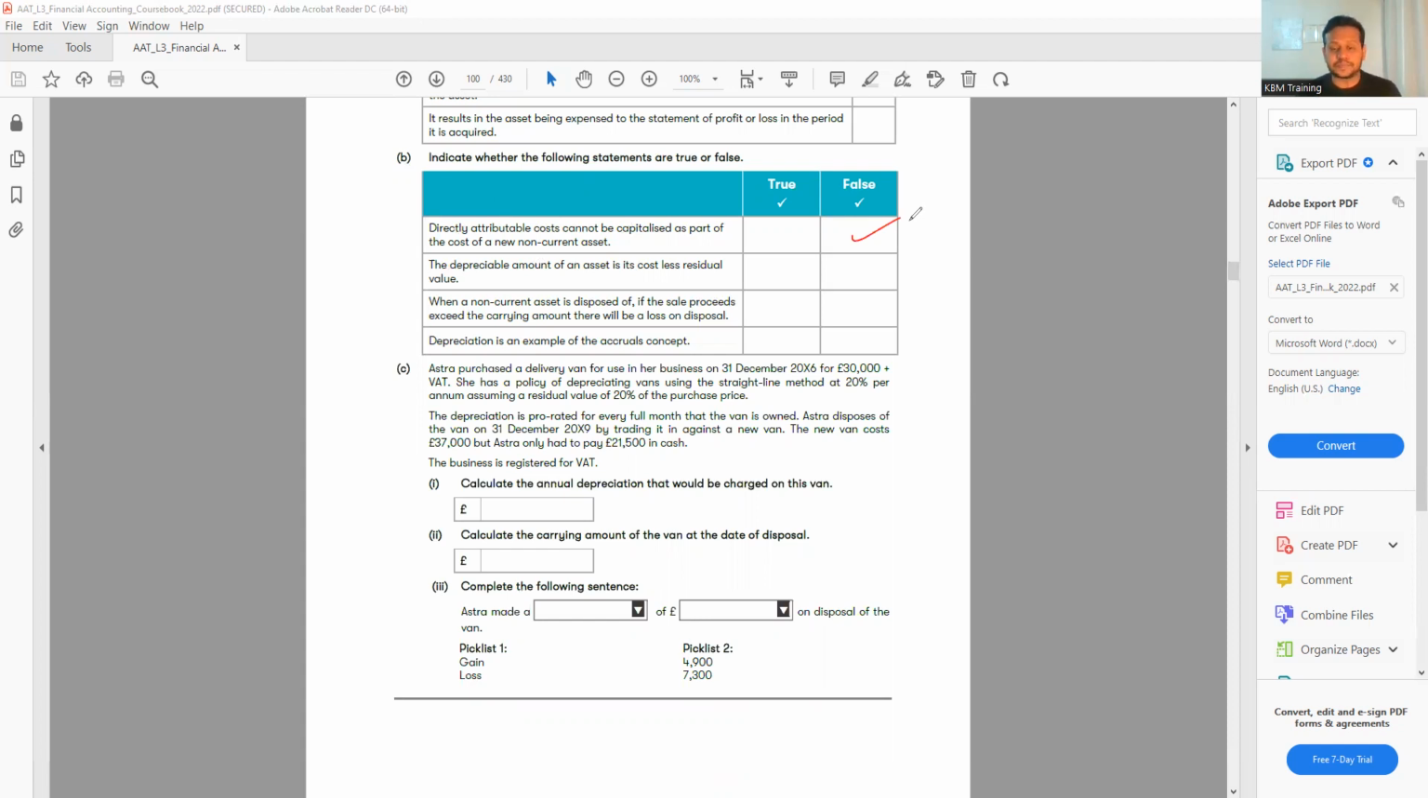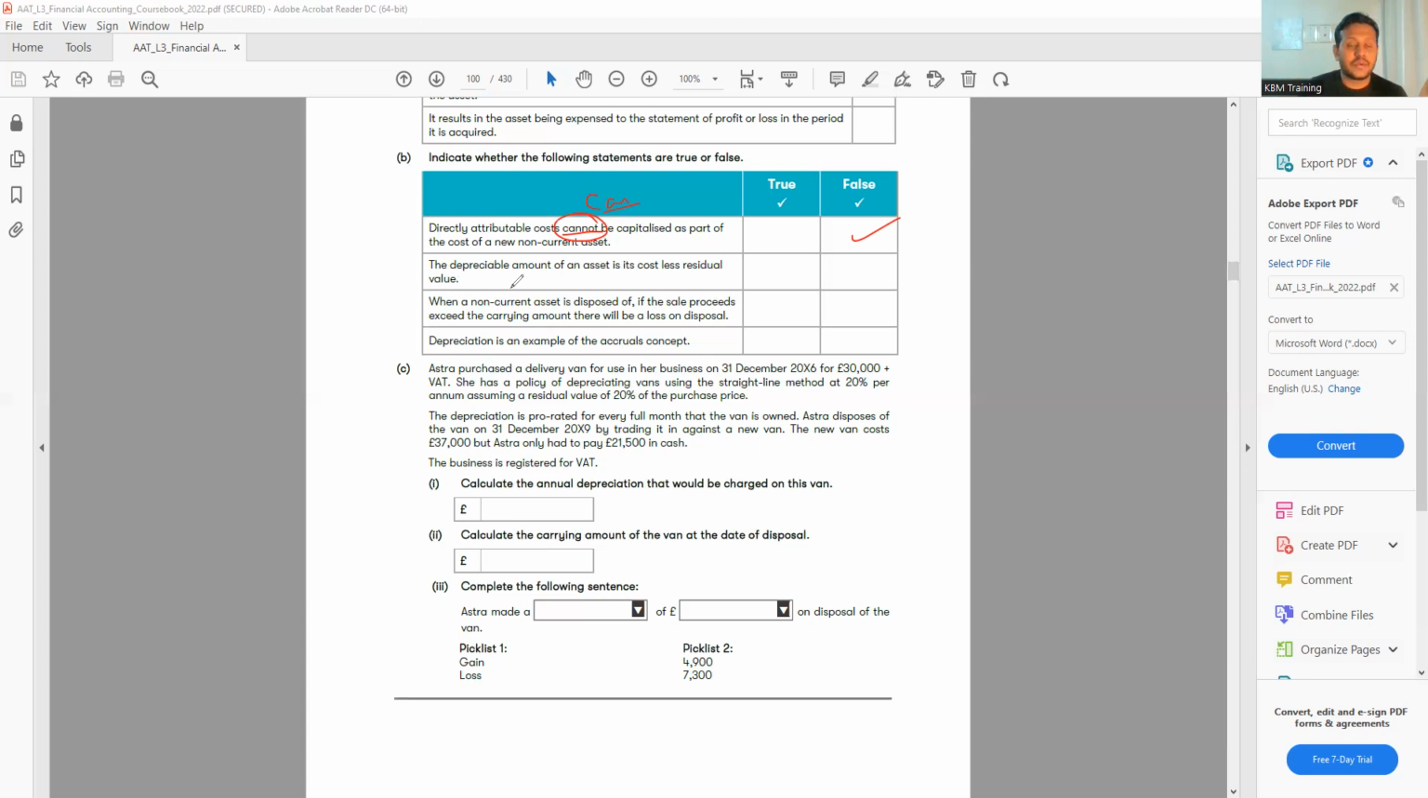For example, the delivery cost, the cost of installation, the cost of the labor to fix it. The statement says cannot, that's why it is false, because directly attributable cost can be part of the cost. So when I say the cost of the non-current asset, that means the purchase cost, the delivery cost, the installation cost, the legal fee, the surveyor fee, anything to make the asset ready to use, any sort of expense I need to spend, that can be part of the cost.